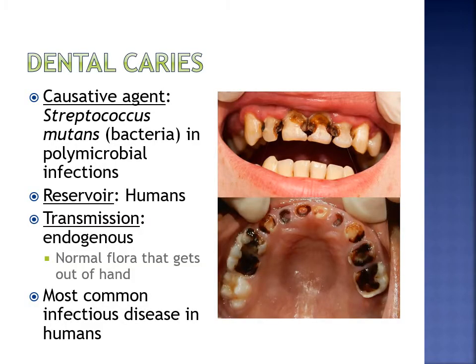Now moving on to other diseases of the digestive system, starting with diseases inside the mouth with dental caries. So this is caused by Streptococcus mutans, which is a bacterium that typically forms biofilms and creates a polymicrobial infection with other microbes in the mouth. The reservoir is exclusively humans for Streptococcus mutans. The other microbes can come from a variety of places, but we'll just stick with the reservoir for Streptococcus there. Transmission is endogenous, which means this is a normal flora that just gets out of hand in our body, typically from not flossing, not using mouthwash, not brushing your teeth properly. This is actually the most common infectious disease in humans.